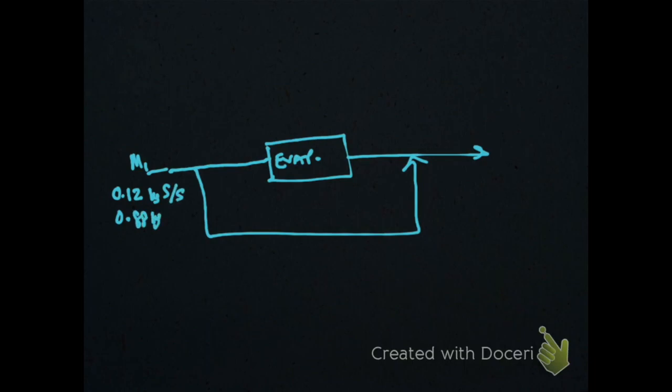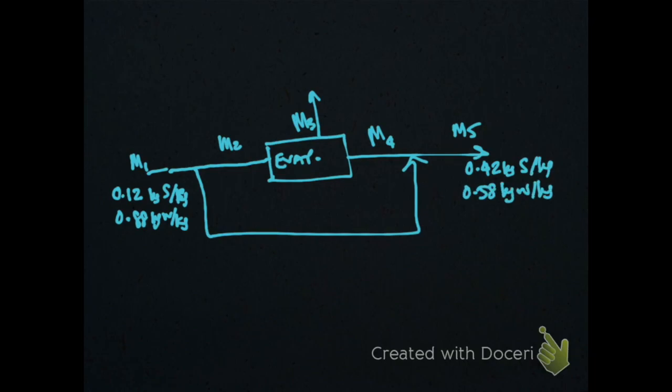0.88 kilogram water per kg. And then we have M2 here, we have M4 here, we have M3 which is the water, we have only water, there is no solid leaving the evaporator. And then we have M5 here, and the requirement for M5 should be 0.42 kilogram solid per kilogram and 0.58 kilogram water per kilogram.